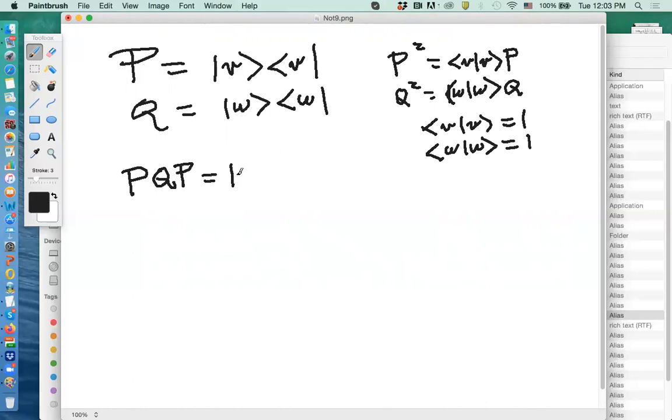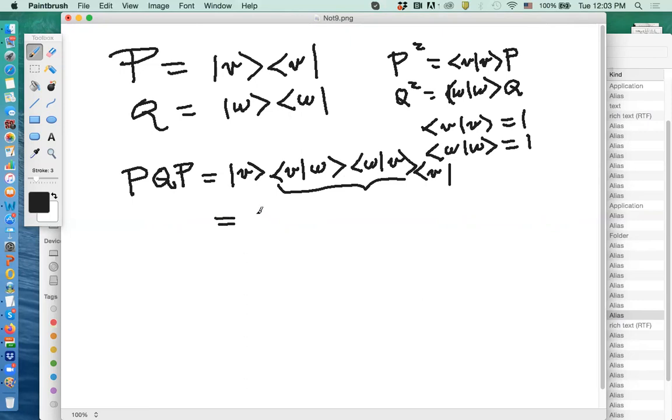Well, then you have V and W and W and V. So you get a scalar times P. You get the absolute value of V W squared, since this would be the conjugate of that, times T.